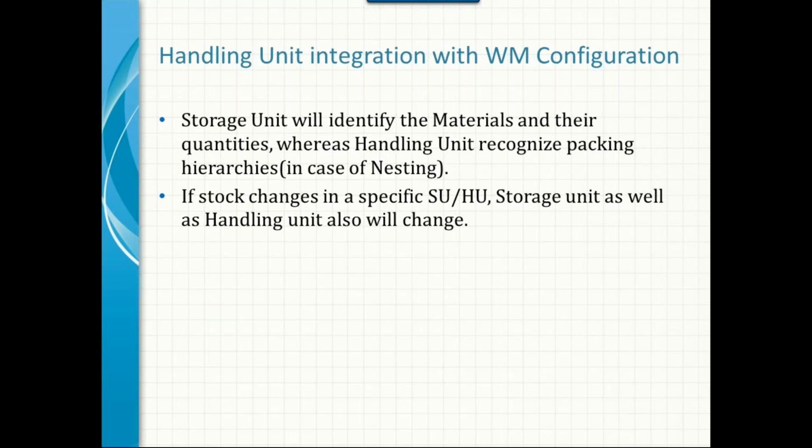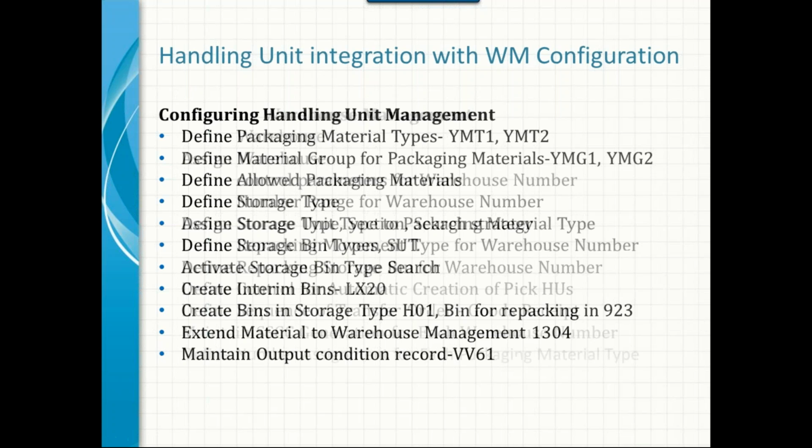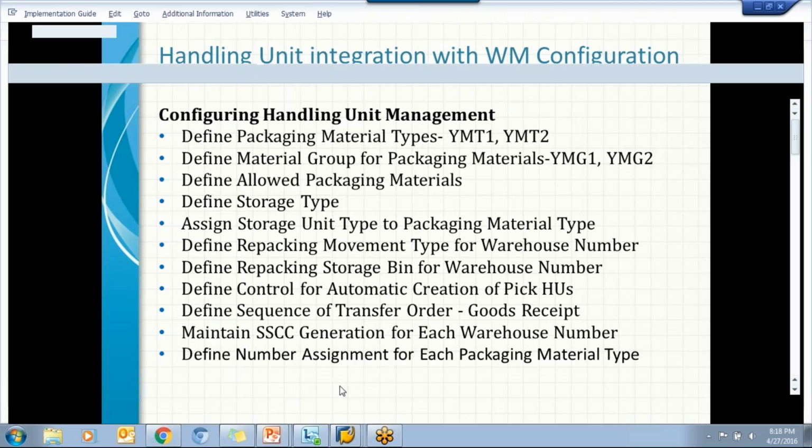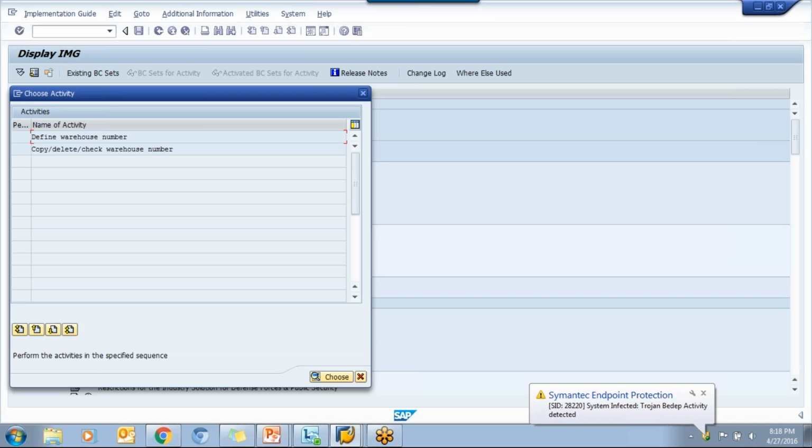Generally the configuration requirement will have two parts. One deals with the configuration in warehouse management, and the other deals with the configuration requirements in handling unit management. First we will start with the configuration requirement in warehouse management. Let me go to the configuration which is required for this. Let's see how the warehouse is defined. This is enterprise structure definition, logistics execution, define, copy, delete warehouse number.